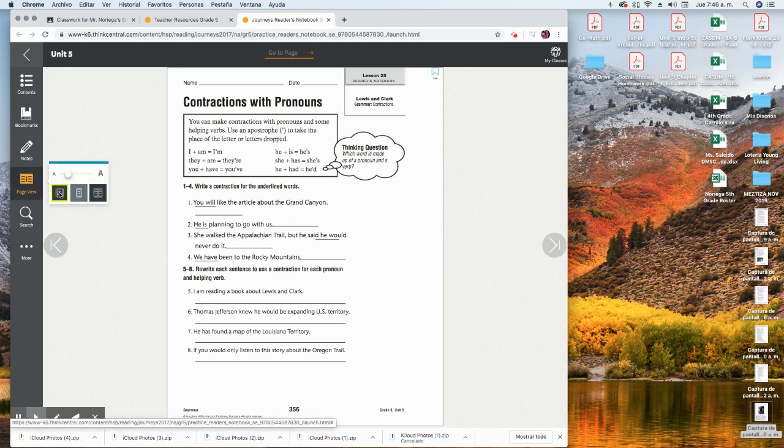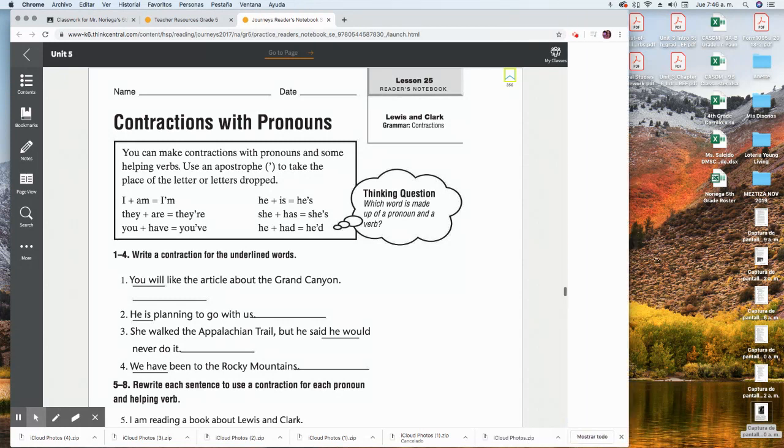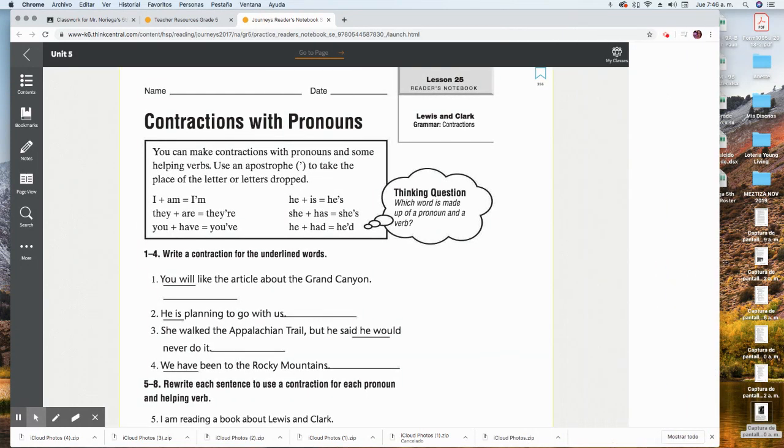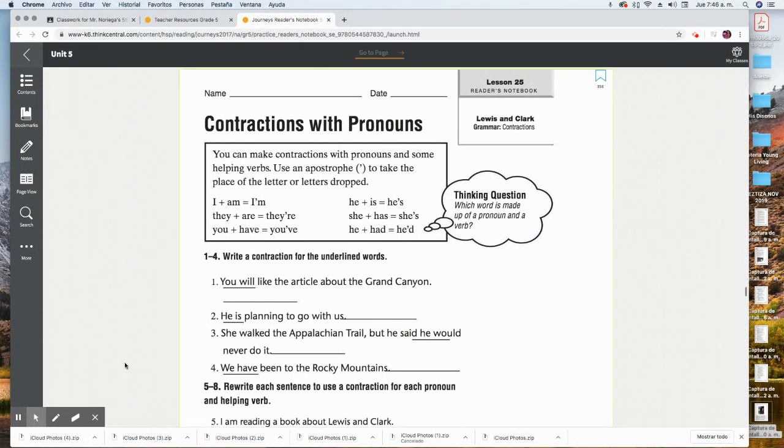Children, good morning. For your grammar lesson, we are going to create a contraction with pronouns. Remember that the pronouns in the English language are these words.